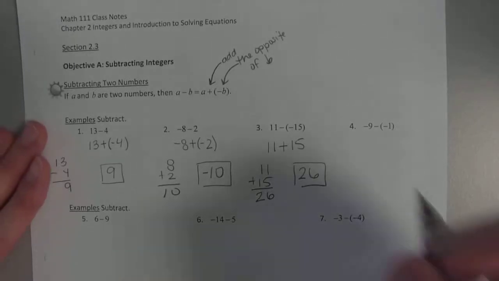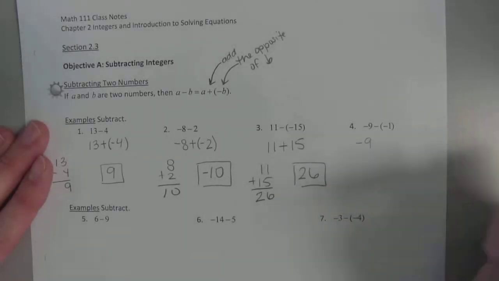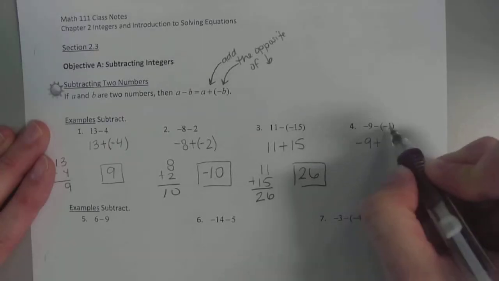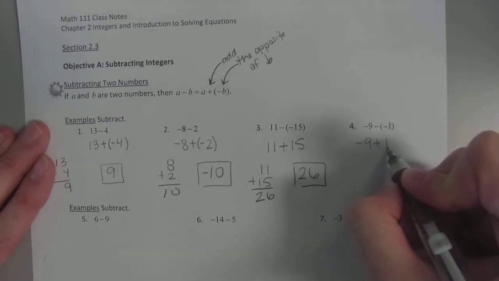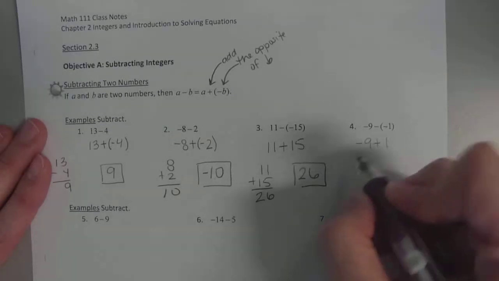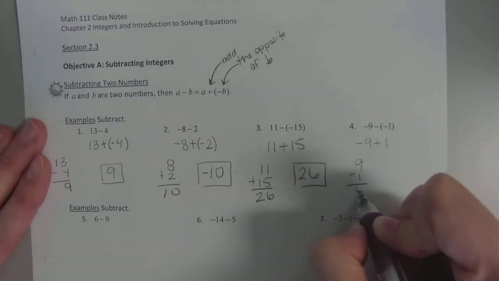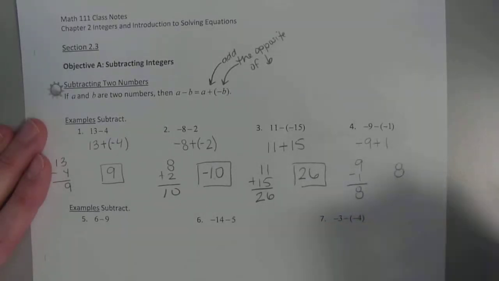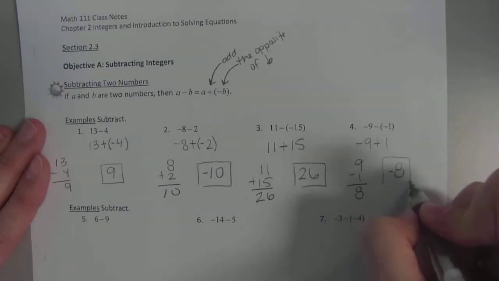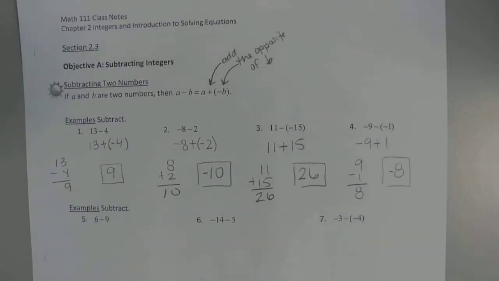Let's look at number 4. The front number always stays the same, so -9 is going to stay -9, and then the subtraction changes to adding the opposite. What's the opposite of -1? Positive 1. From Tuesday, we learned that when we add two numbers that have different signs, we really subtract. So what's 9 minus 1? 8. But what is 8's sign going to be? Negative. Why? Because the 9's the bigger, okay?